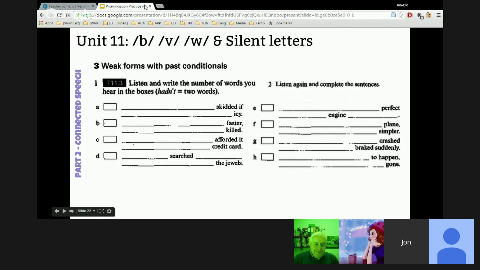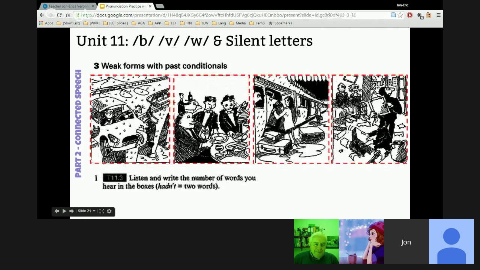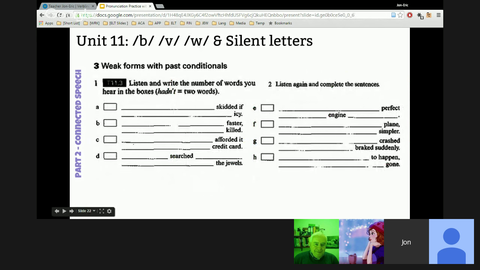So here are some other reasons or some other things we could say about those pictures. This is a review from the last class, but I want you to listen to the pronunciation of the weak forms. The first sentence was, in box A, talking about the first picture, the two people going off the bridge. Okay? They might not have skidded if the road hadn't been icy.